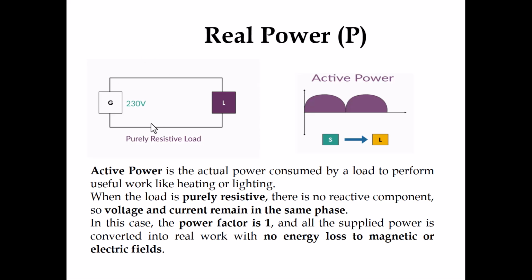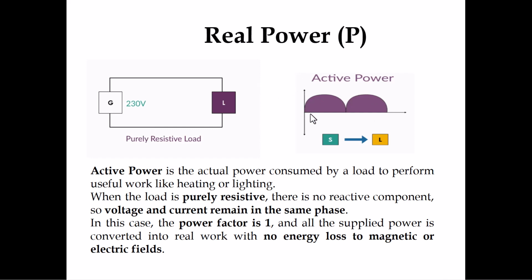When the load is purely resistive, there is no reactive component, so voltage and current remain in the same phase. In this case, the power factor is 1 and all the supplied power is converted into real work with no energy loss to magnetic or electric fields.